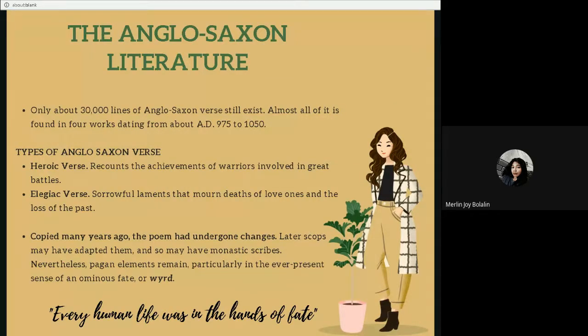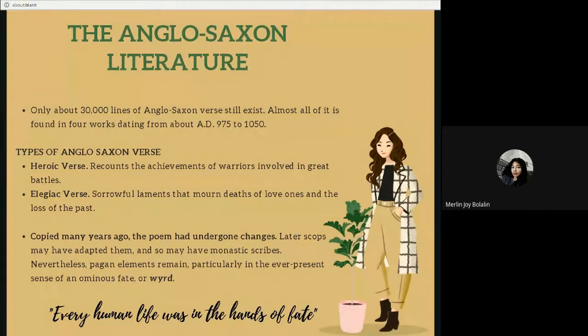Now, only about 30,000 lines of Anglo-Saxon verse still exist. Like I said, there is no proper printing or publishing of their literature because it was orally performed. Until now, 30,000 lines still exist, and almost all of it is found in four works dating from about AD 975 to 1050.